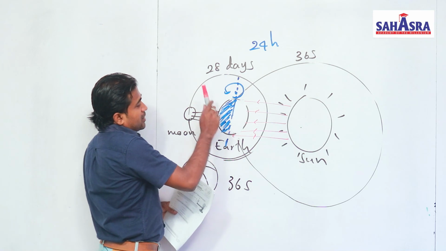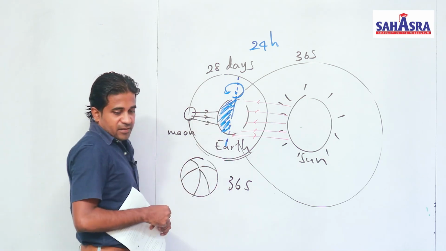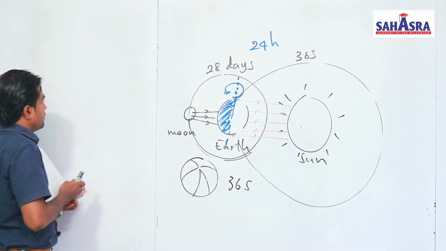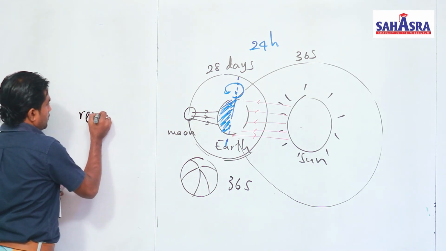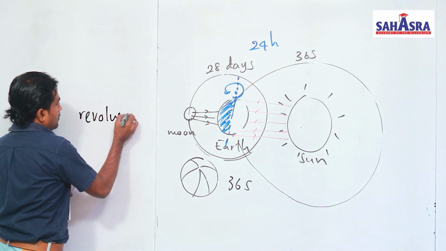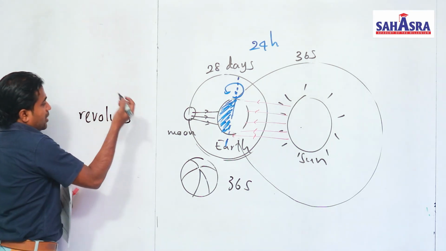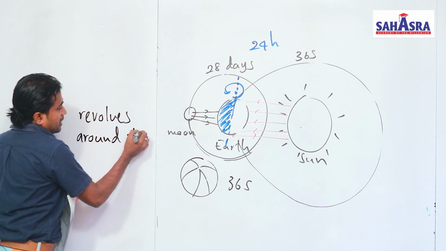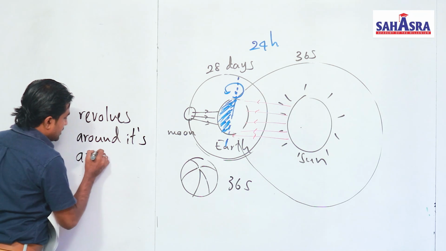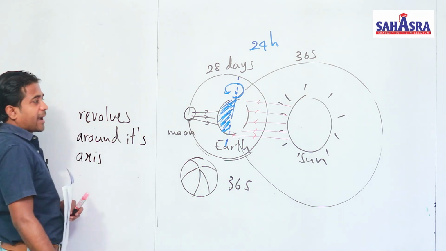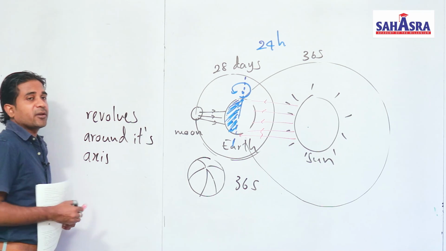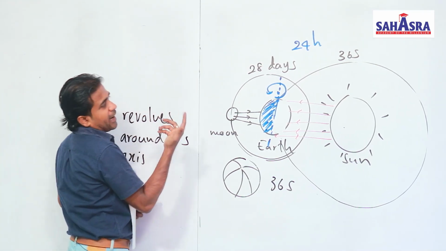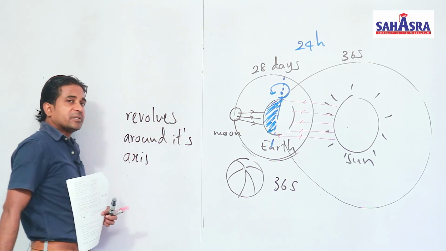When the earth revolves around its axis, the day and night occurs. Because the earth revolves around its axis, that's how the day and night occurs.